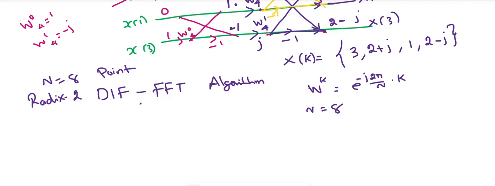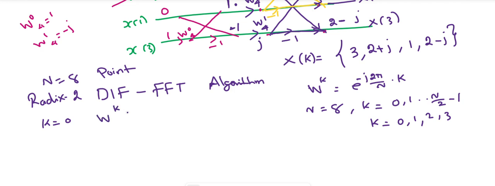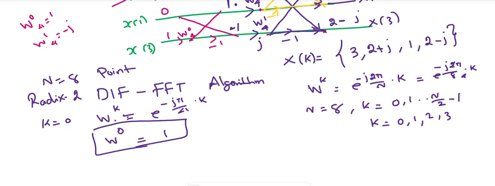radix-2 decimation in frequency FFT algorithm. N is equal to 8, so k is equal to 0, 1 up to N/2 minus 1, so k equal to 0, 1, 2, 3. W^k = e^(-j2πk/8), so it will be e^(-jπk/4). For k equal to 0, W^0 is equal to 1, W_8^0 = 1.